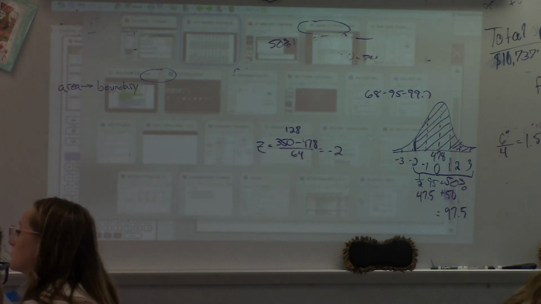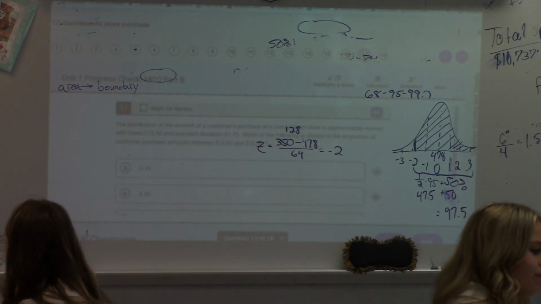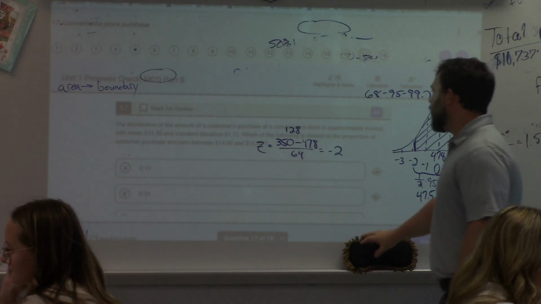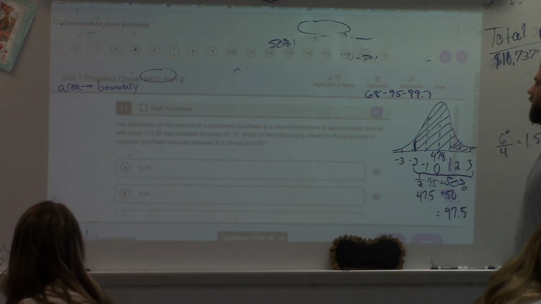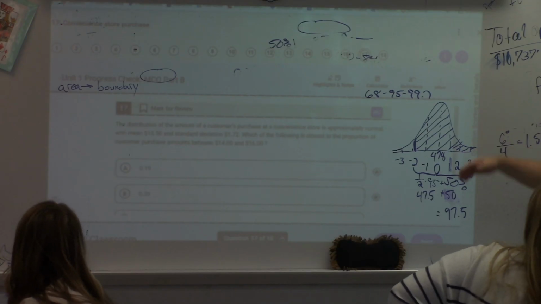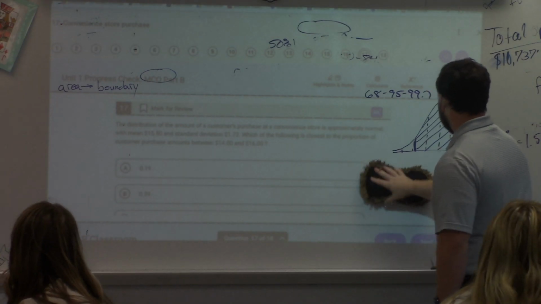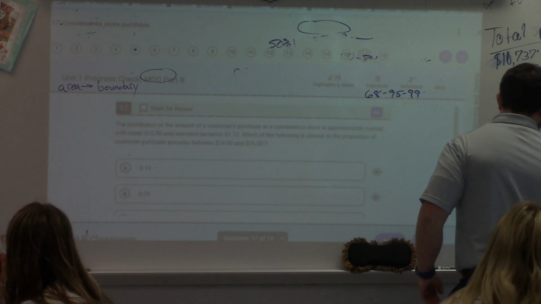All right, number 17. The distribution of the amount of a customer's purchase at a convenience store is approximately normal. Draw it out. Mean of 15.50, standard deviation of 1.72. Can I add and subtract 1.72 three times above and three below? Sure, but I don't feel like doing all that, so I'm going to label this with my z-scores.